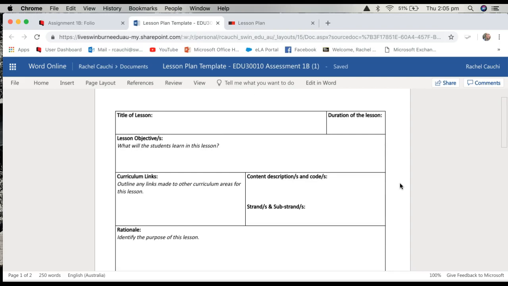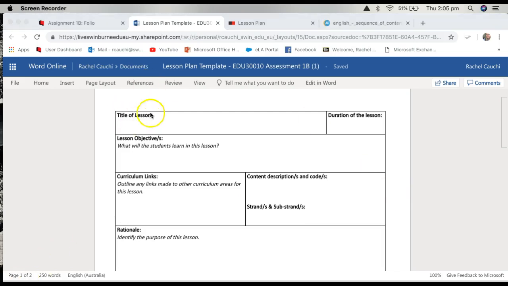So I'm just going to pretty much talk you through this lesson plan, give you some of my ideas, relate it to a lesson plan that's already within the Swinburne portal, and also make some connections to curriculum.